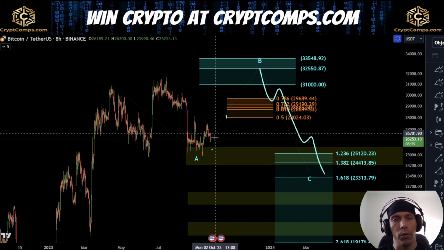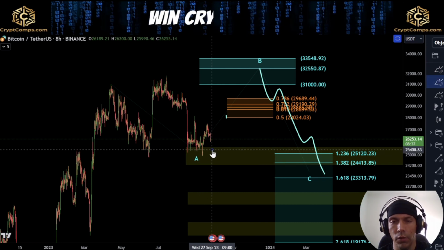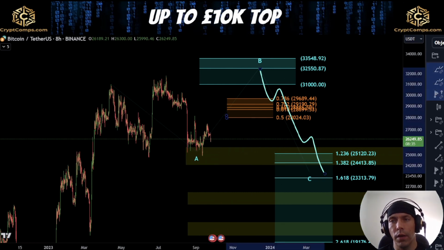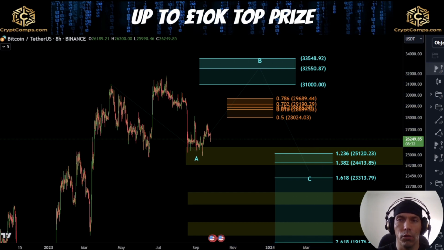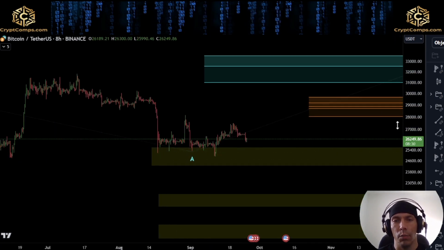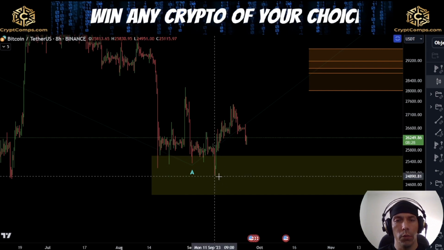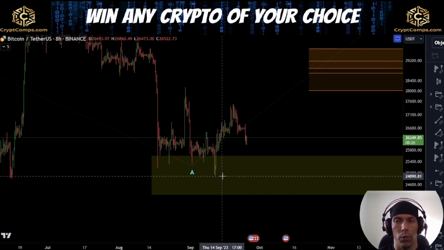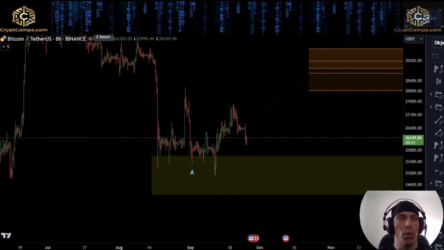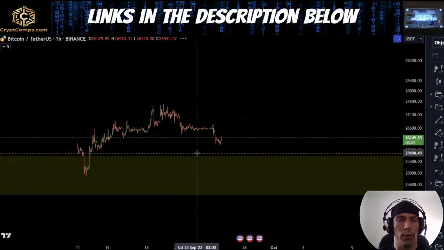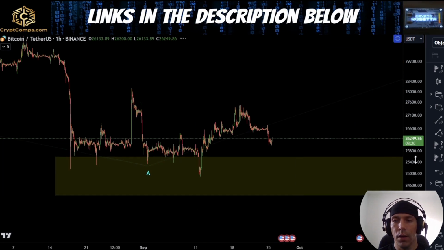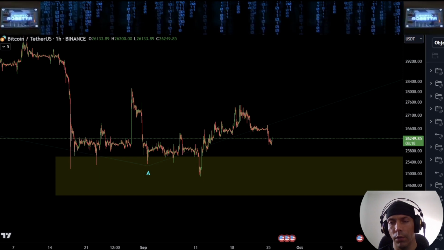So we need to just be on the lookout for an idea like this, where we could still be looking for effectively seeing a bit of a push to the upside, looking to trap some traders, and then seeing that push to the downside afterwards. For as long as we continue to hold this low here of this 24890, we could be looking at something like this developing.